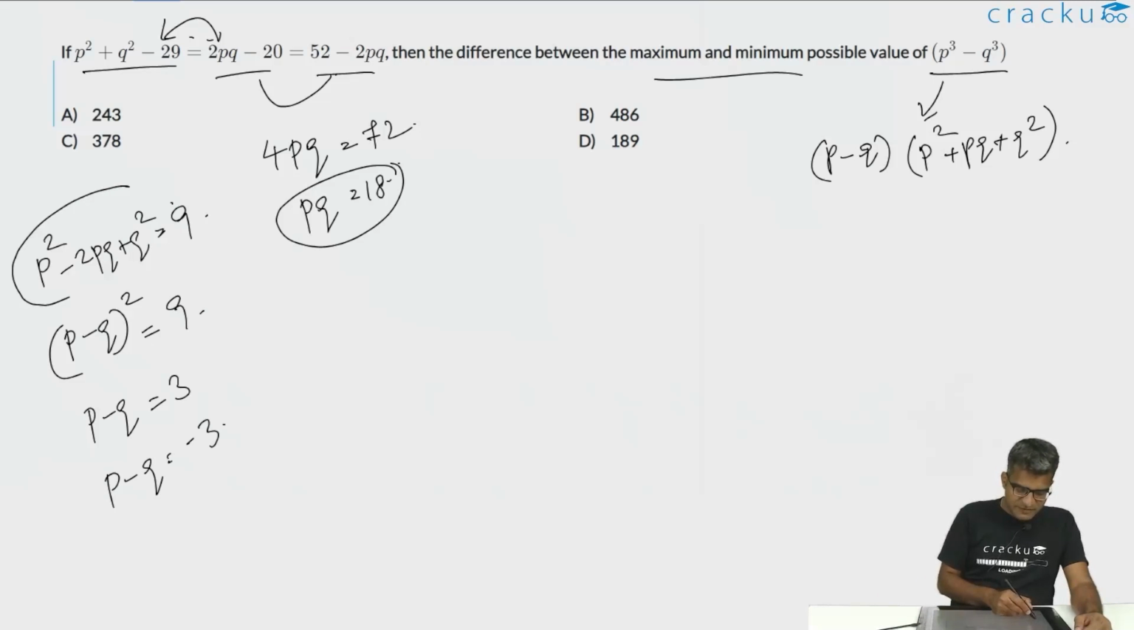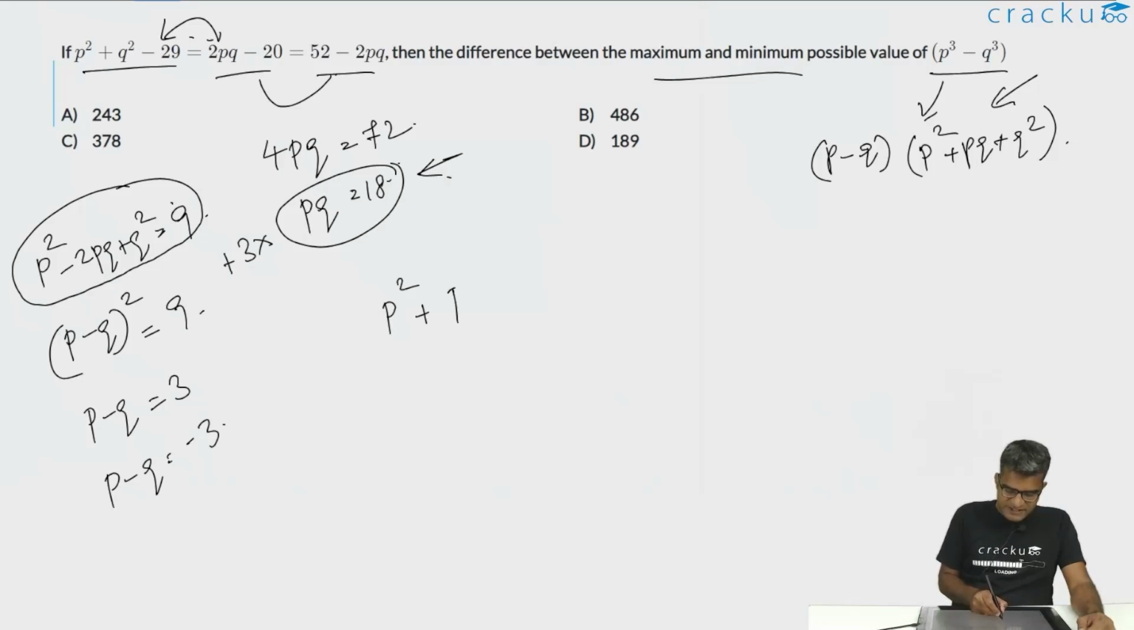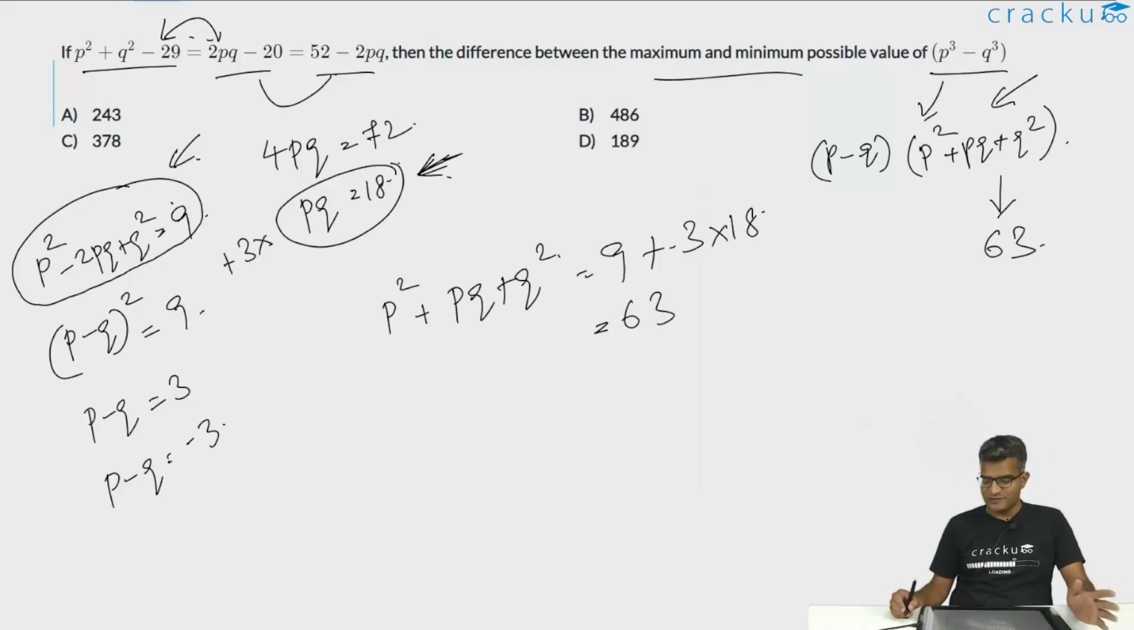But from P square minus 2PQ plus Q square and from PQ is equal to 18, you can actually calculate the value of P square plus PQ plus Q square. How can we calculate it? Because if you add P square minus 2PQ plus Q square plus 3 times PQ, what you're essentially going to get is P square plus PQ plus Q square. This is equal to 9 plus, that is this one, 3 times 18. 3 times 18 is 54 plus 9 is 63. So P square plus PQ plus Q square is equal to 63.